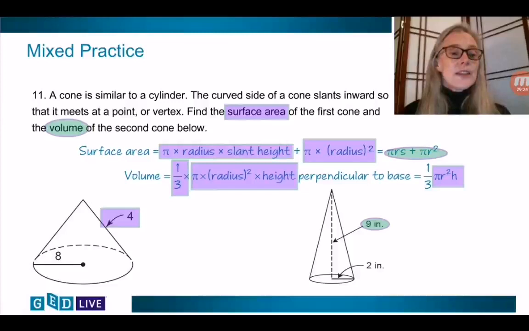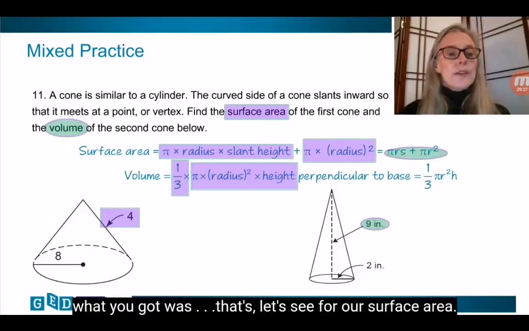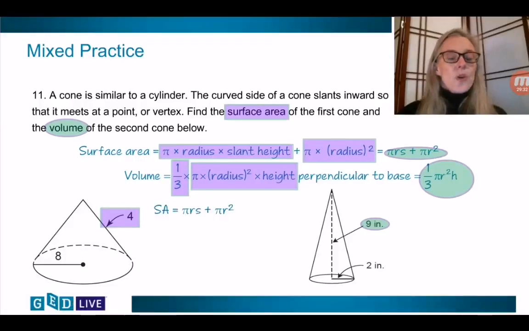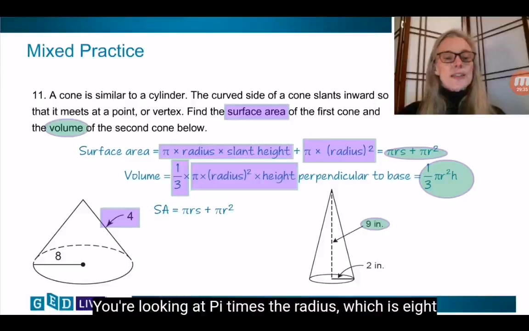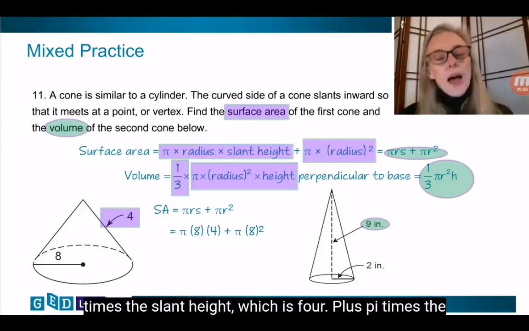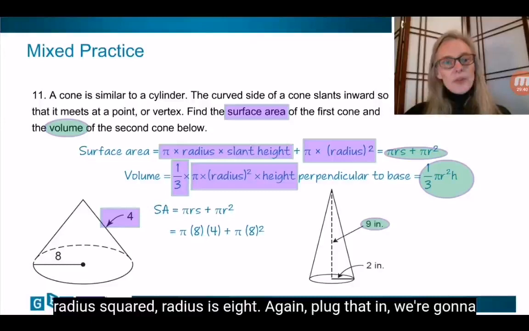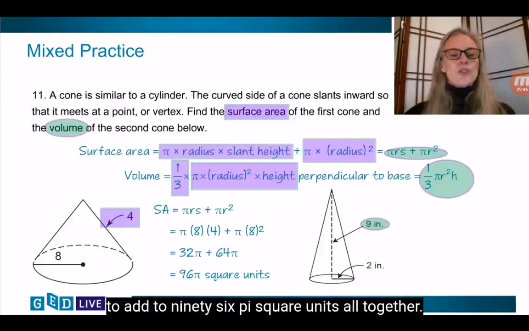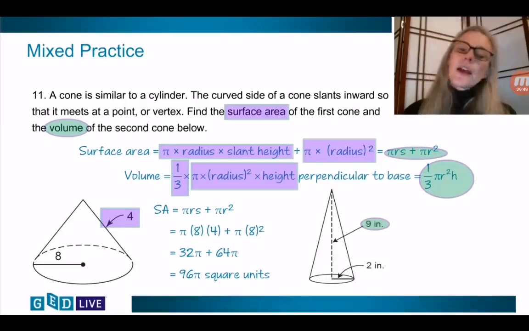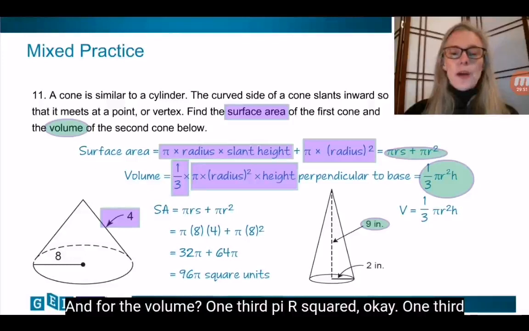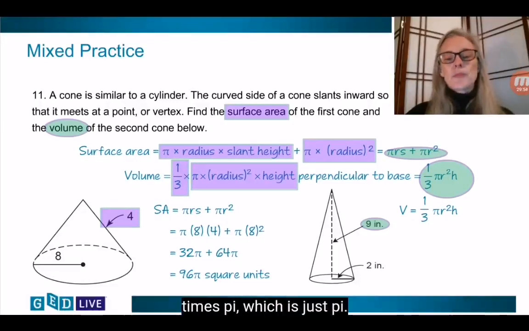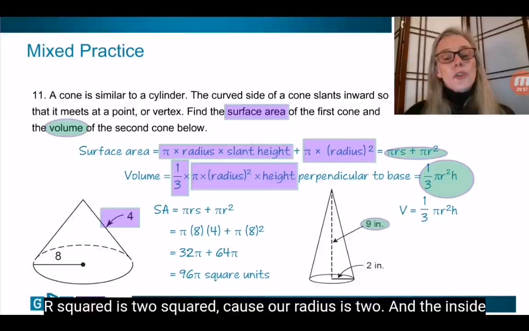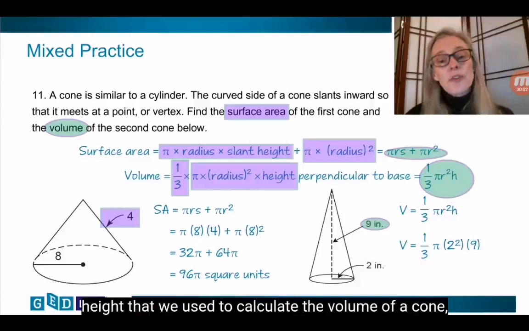So if you plugged in, hopefully what you got was that for our surface area, we are looking at pi times the radius, which is 8, times the slant height, which is 4, plus pi times the radius squared. Radius is 8 again, plug that in, and we're going to get 32 pi plus 64 pi, and that's going to add to 96 pi square units altogether. And for the volume, 1/3 pi r squared. Okay, 1/3 times pi, which is just pi. R squared is 2 squared because our radius is 2, and the inside height that we use to calculate the volume of a cone is 9.